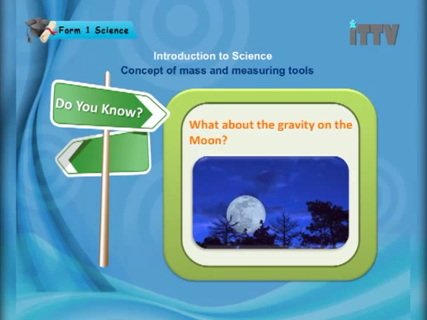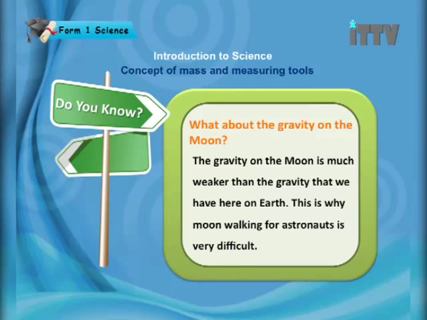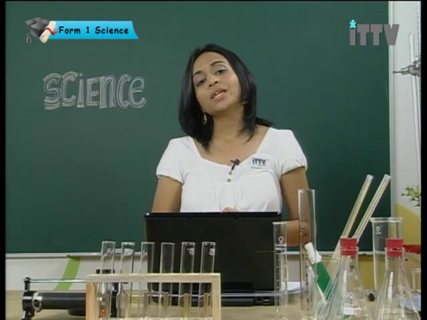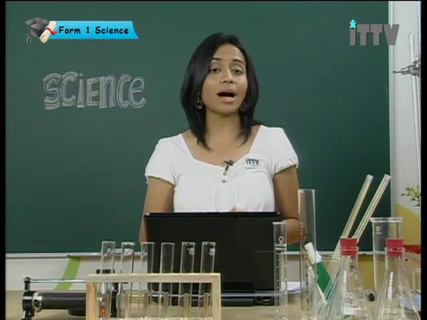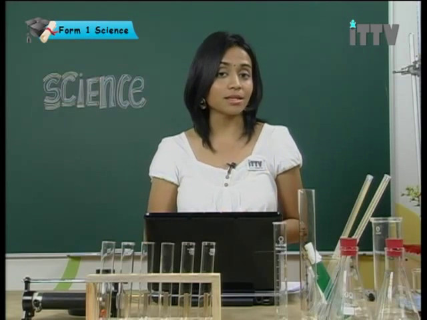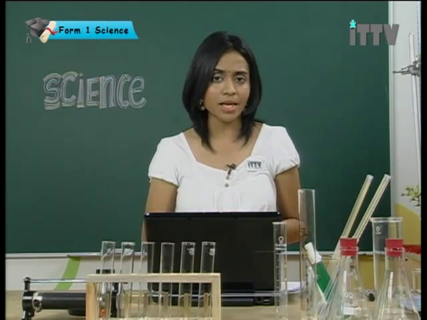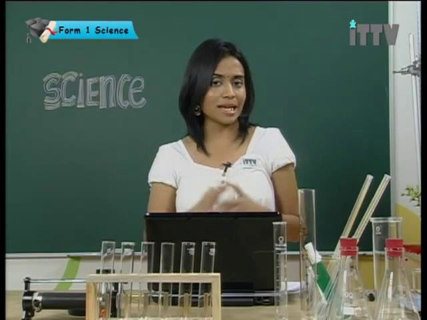What about the gravity on the moon? The gravity on the moon is much weaker than the gravity that we have here on Earth. This is why moonwalking for astronaut is very difficult. So, can you tell me who was the first person who ever landed on the moon? It was Neil Armstrong. He was an astronaut. So, in the moon, the gravity is actually much lesser compared to Earth. This is why they say moonwalking is difficult. So you have learned that in the space, in outer space, you actually do not have gravity. But on the moon, the gravity is much lesser compared to Earth. Remember all of these points.